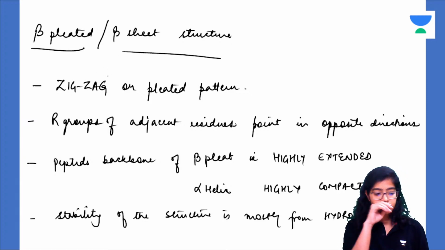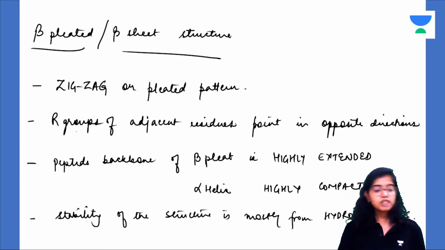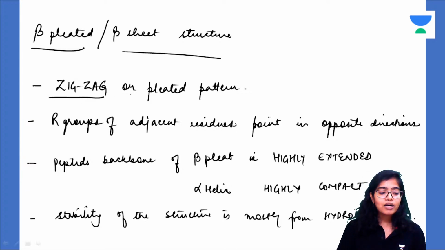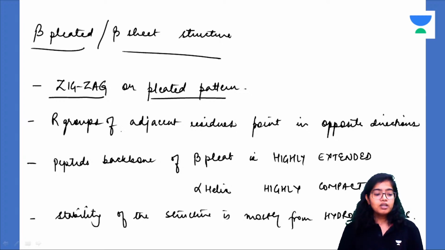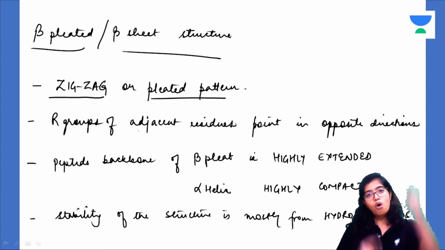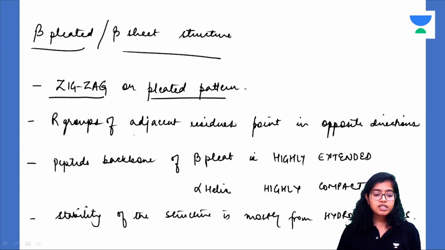Okay, beta pleated structure. How does it appear? When you look at it end on, that is from one end, the structure appears zigzag or pleated, like the pleats of a sari. Now, the R groups of the adjacent residues of amino acids will point in opposite directions.